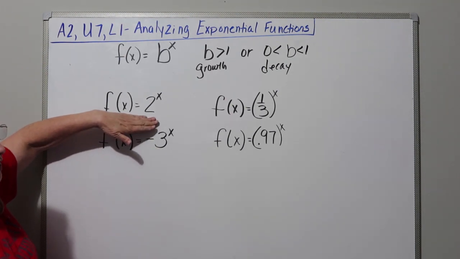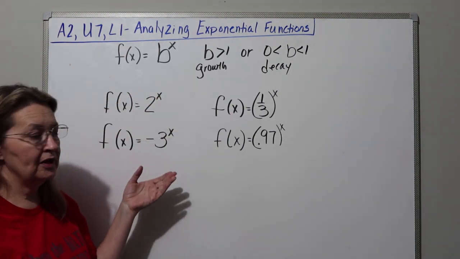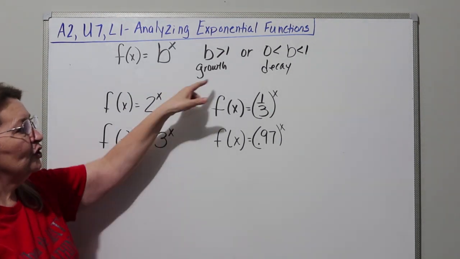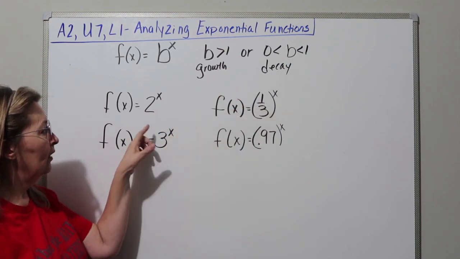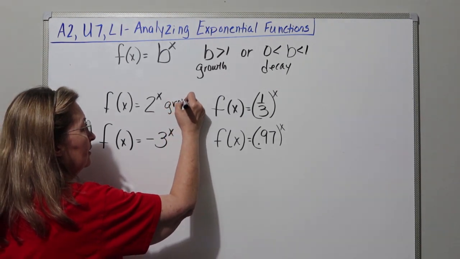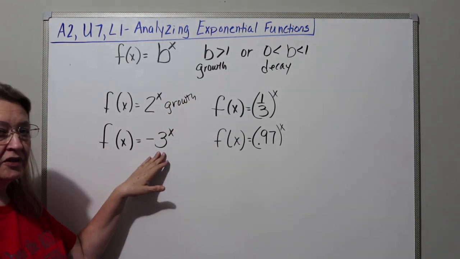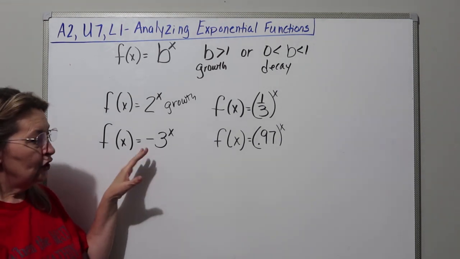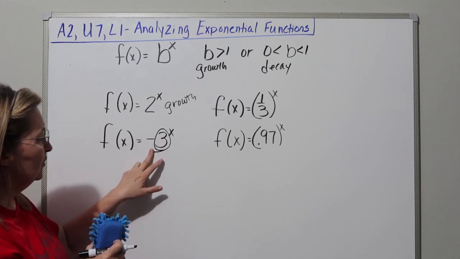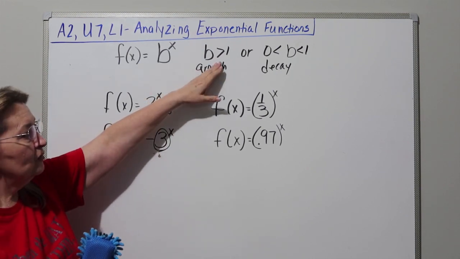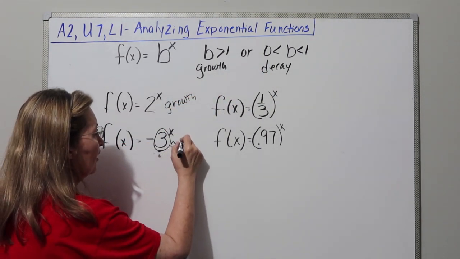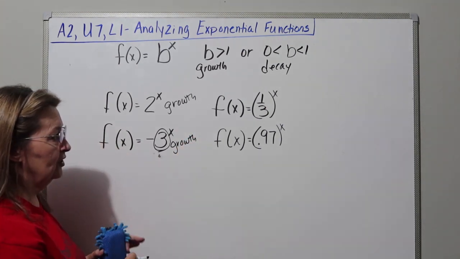f of x equals 2 to the x power. Is this an exponential function? It has a constant base and it has a variable exponent, so yes it is. Is it growth or is it decay? Well, here's your base and this is greater than 1, so this one is growth. Alright, let's look at this one, negative 3x. You don't look at the negative part, you just look at this. So is this number 3 greater than 1 or is it between 0 and 1? Well, it's greater than 1. So this also is a growth function.